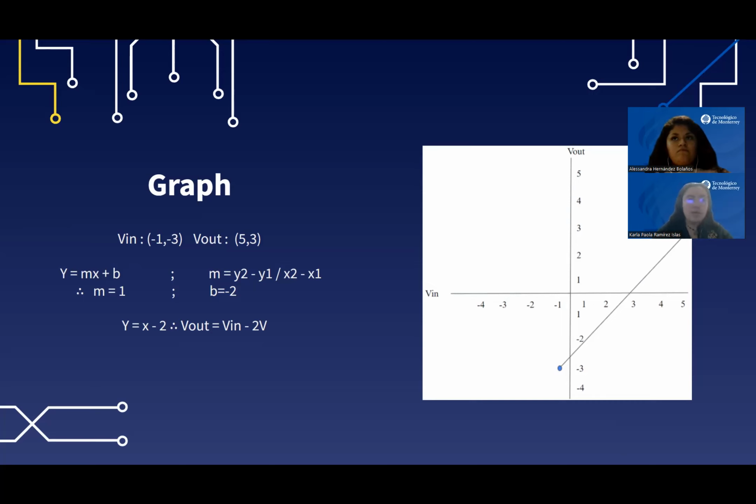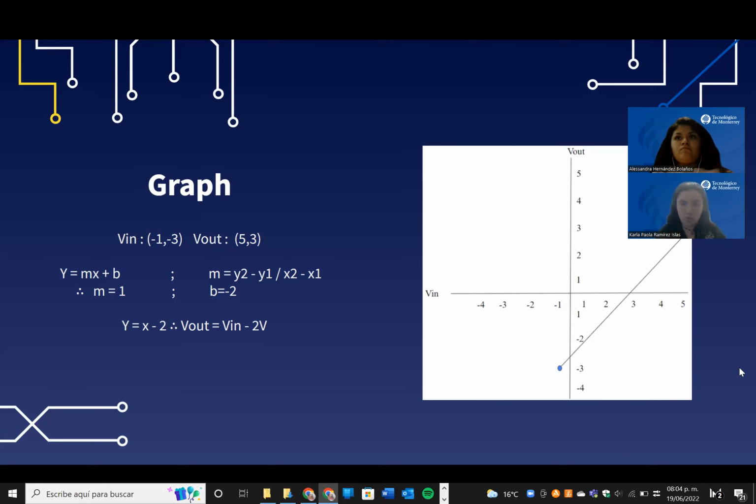Now we need to obtain the slope, m, with the following formula. Now we substitute and obtain that m equals 1, while b equals -2. Obtaining that the equation for the output voltage is the input voltage minus 2 volts.